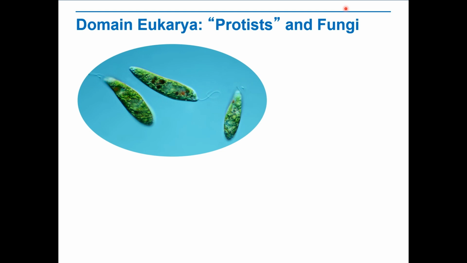Why is Kingdom Protista not valid under evolutionary classification? Members of the Kingdom Protista fall into at least 5 clades that are not more closely related to each other than they are to other groups. In other words, they do not form a monophyletic clade, and only monophyletic groups are valid under evolutionary classification.